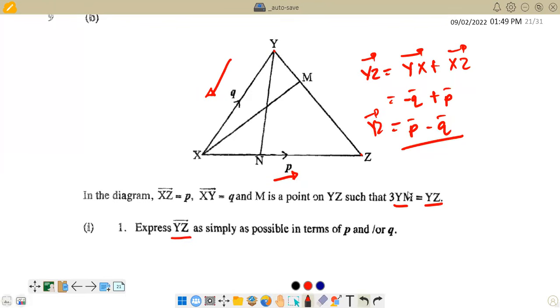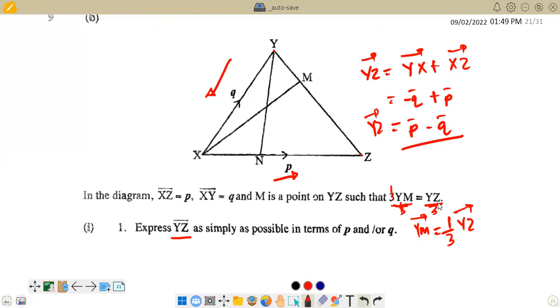So now we need YM. If you play around with this ratio, if you just divide by 3 here, you can see that YM is equal to YZ over 3, which means it's a third of YZ. That is what it means. So we're going to have a third of YZ in this case. Okay, so that is it according to your vector.